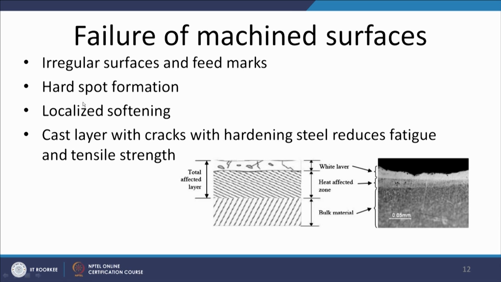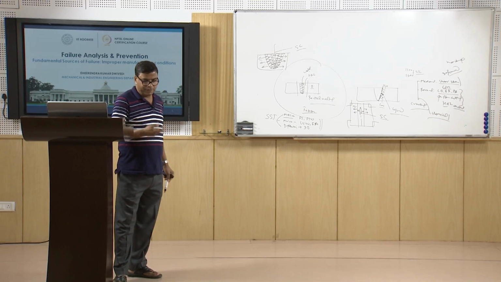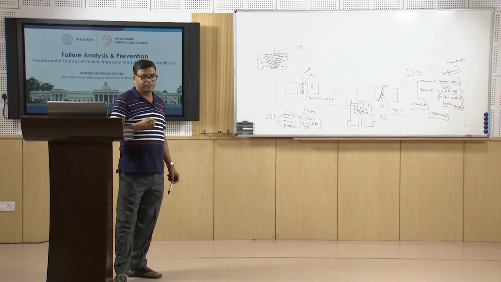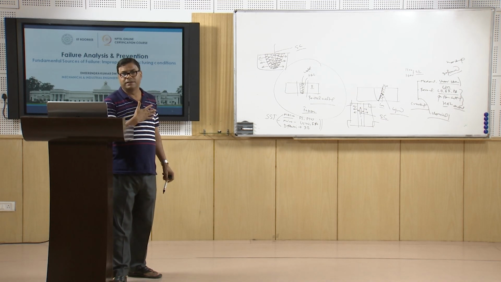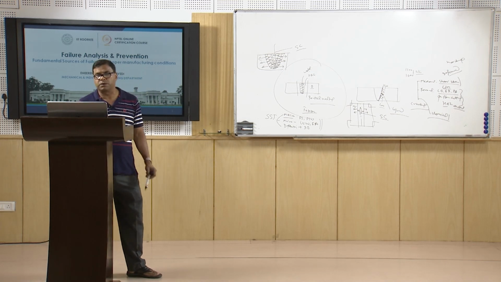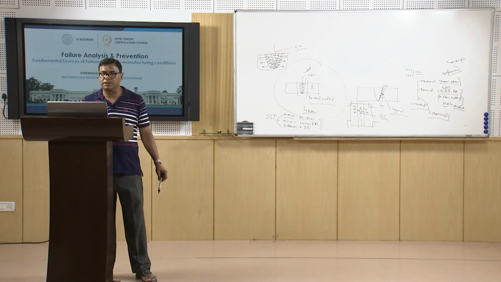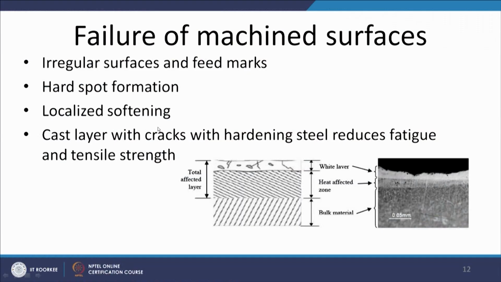Similarly, in grinding processes, if a lot of heat is generated and, under the effect of the coolant, the hardenable steel surface gets hardened, then it leads to the formation of hard spots. Such hard spots have a tendency for easy formation and nucleation of cracks. It can also lead to softening due to localized heating and dissolution of the precipitates.